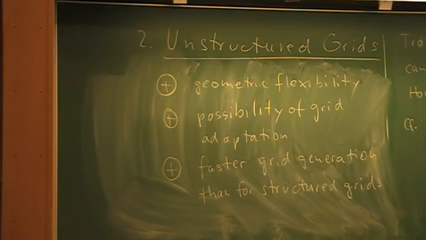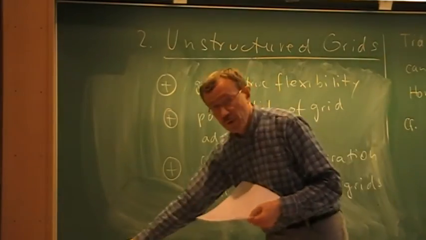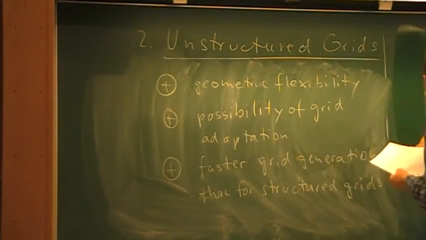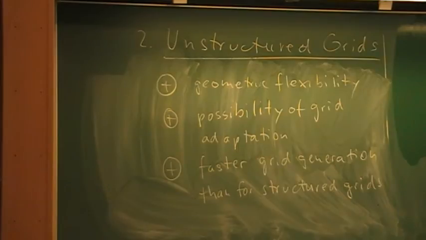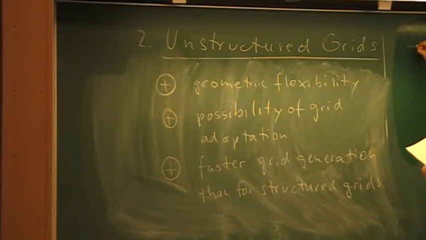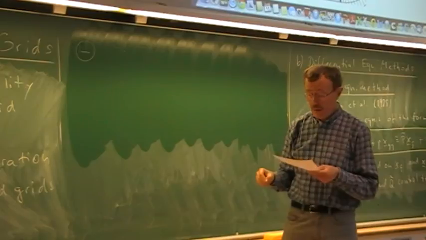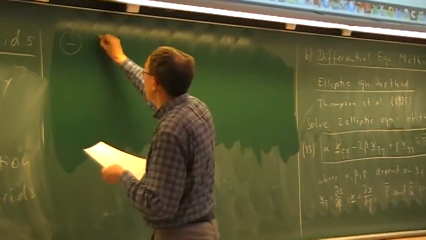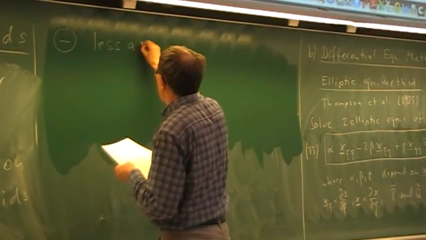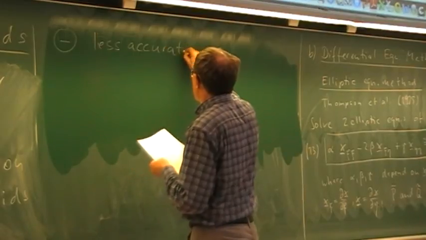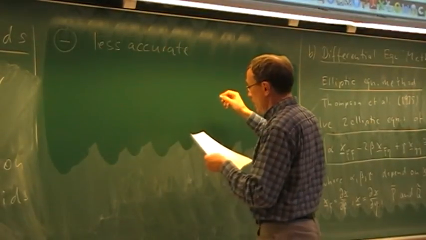However, nothing comes for free. There are also some cons to the method. And one is that unstructured grid methods are usually less accurate than structured grid methods. Less accurate than structured.